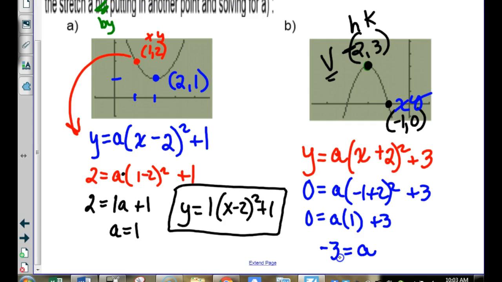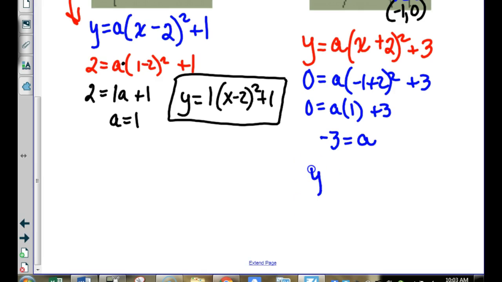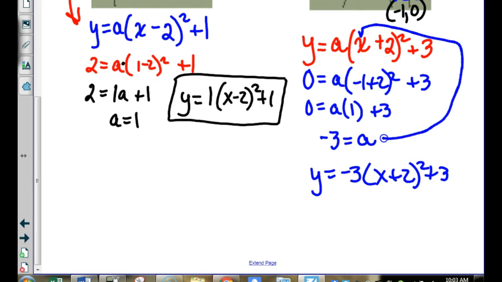So I knew it was going to be negative. Did you know it was going to be negative? Yeah. Because it was opening down, right? But I couldn't tell how skinny or narrow it was till I found this. All right, so it should be y equals -3 times x plus 2 squared plus 3. I just put this back in here for the a. I put it back in there to get this equation.